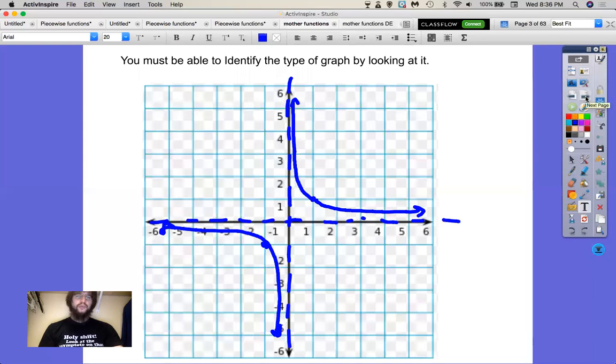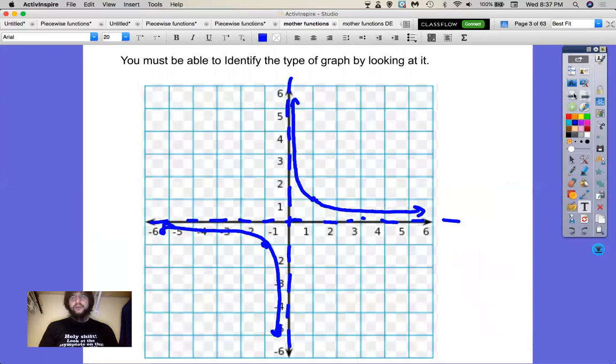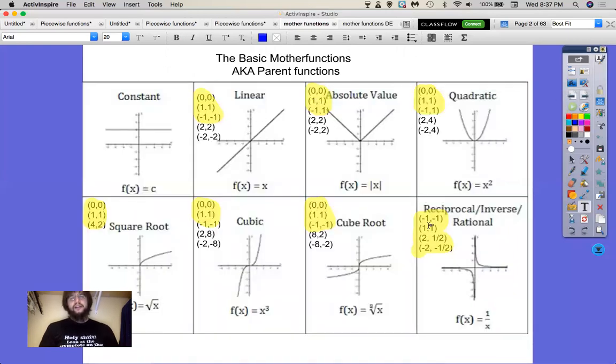But anyway, what you need right now, right this minute, is to start learning what these things look like. I'm not going to let you use this on the test. You're going to have to know that absolute value like this. It's got a pointy butt. You got to know quadratic. You also need to know those basic points. So that's what these yellow things highlighted are. They're the basic points for each of these mother functions. And if you can remember those, plot those, and transform those, draw the graph of what it looks like, you'll be good to go.